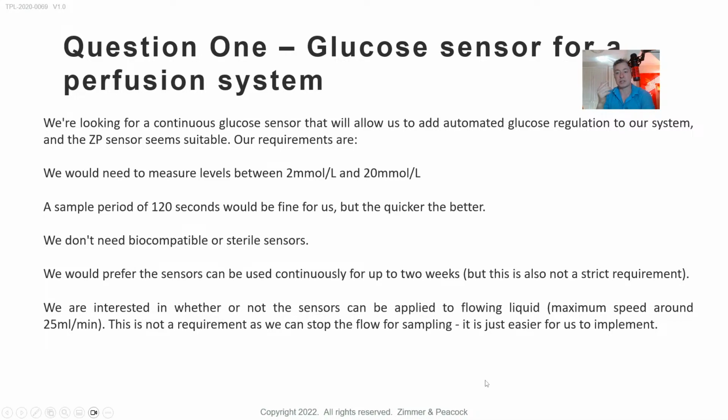And when I think about it, sometimes we test sensors in a beaker, and the shear because of the rotation of the solution in those beakers can be quite fast as well.